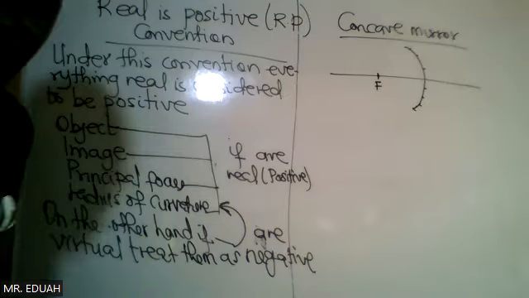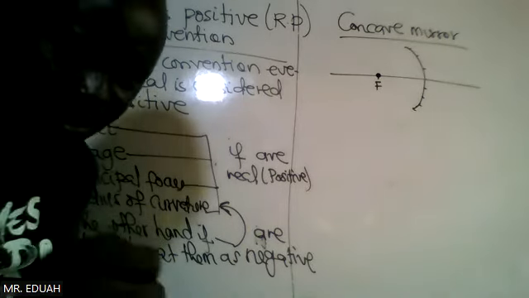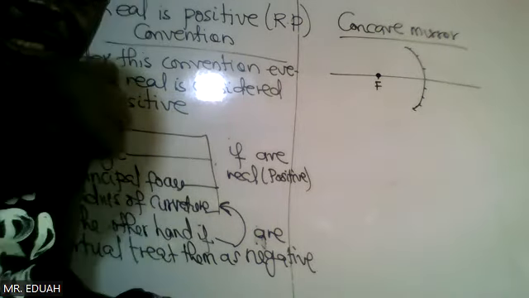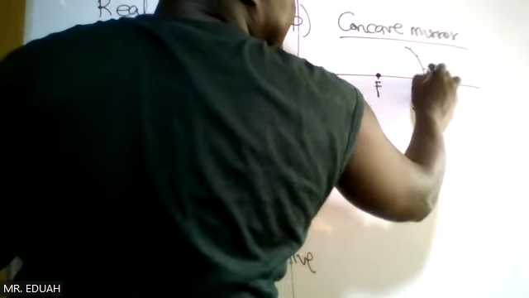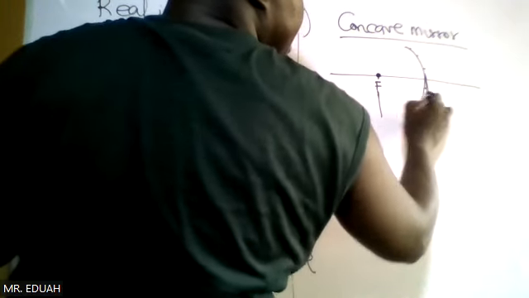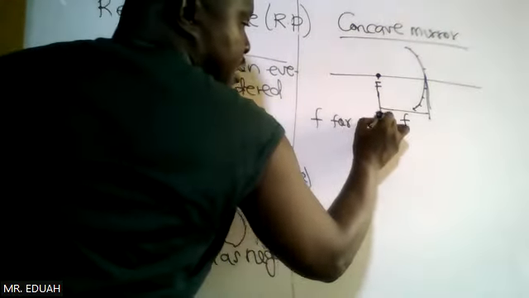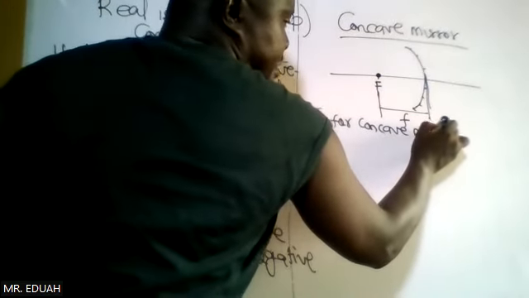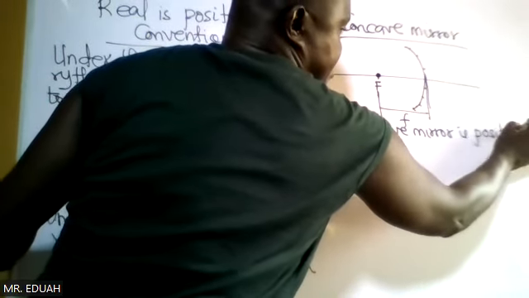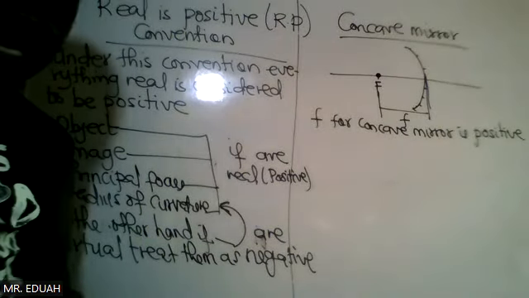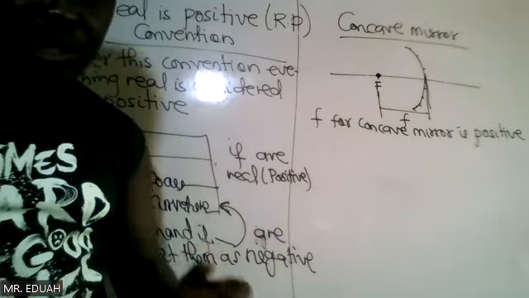So a concave mirror has a real principal focus. Its principal focus is real. Because its principal focus is real, the focal length is also real. So F for a concave mirror is positive. Why? Because this point where paraxial rays converge is actually real.